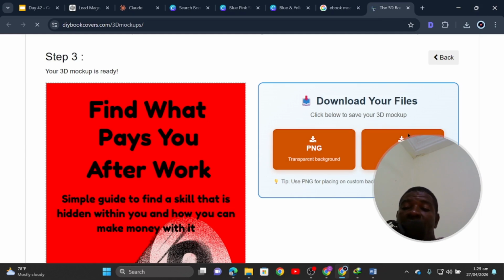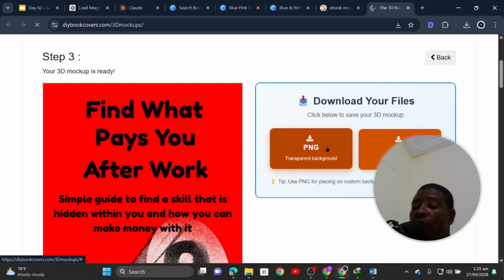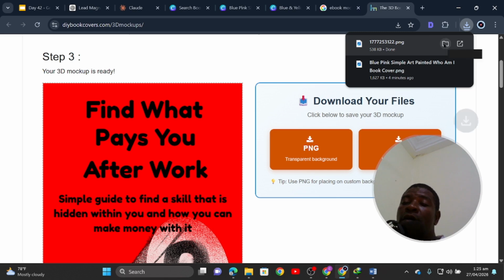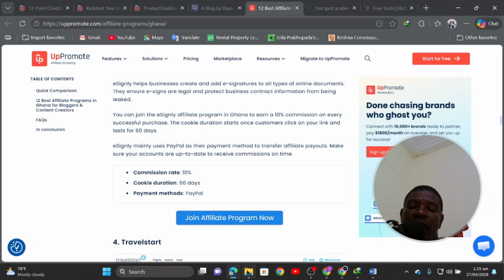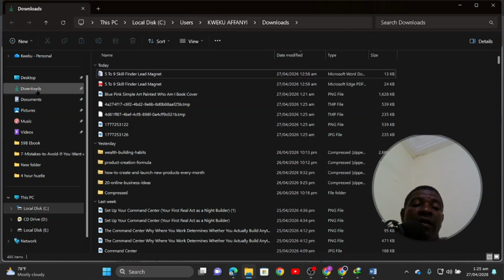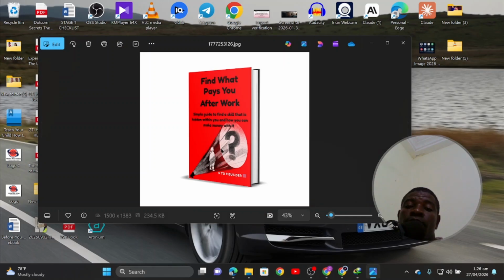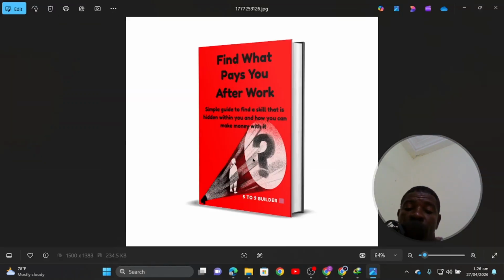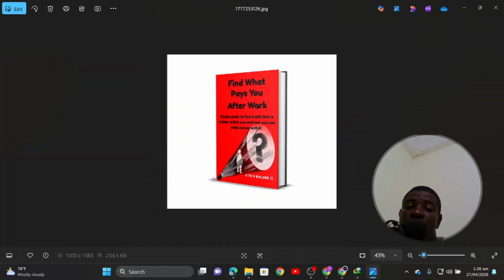No, I don't have money. I'm not paying anything, so it's supposed to download automatically. Okay, so now we have the mockup, which is here. This is it. Okay, so this is the book that we have actually created. Okay, this is the book. Find what pays you after work.